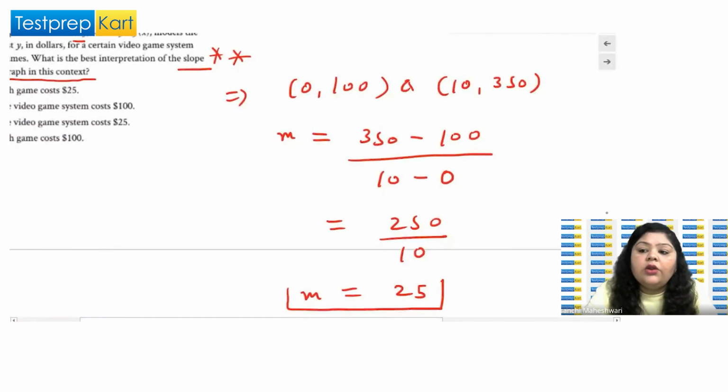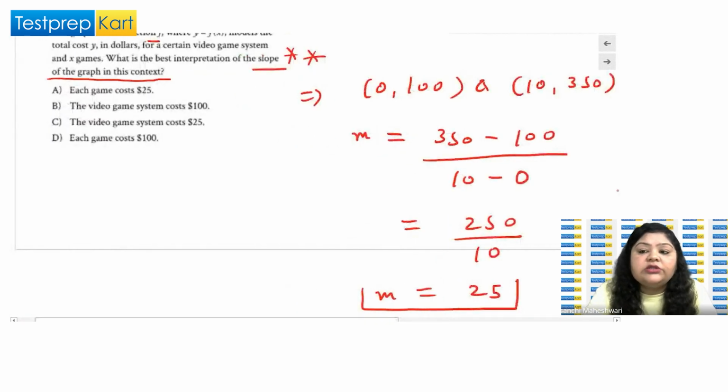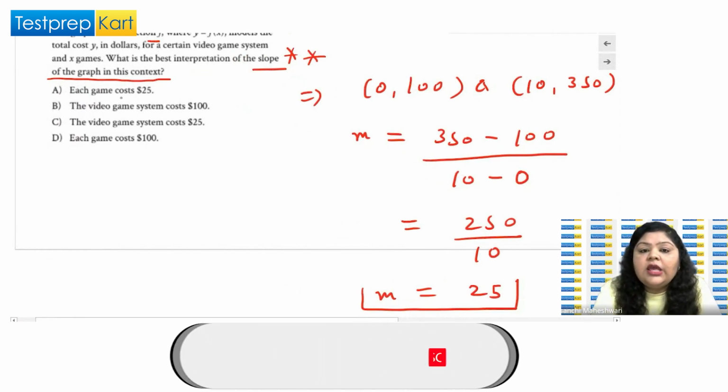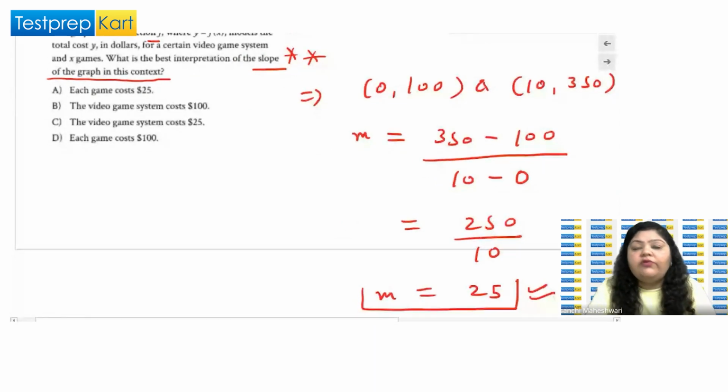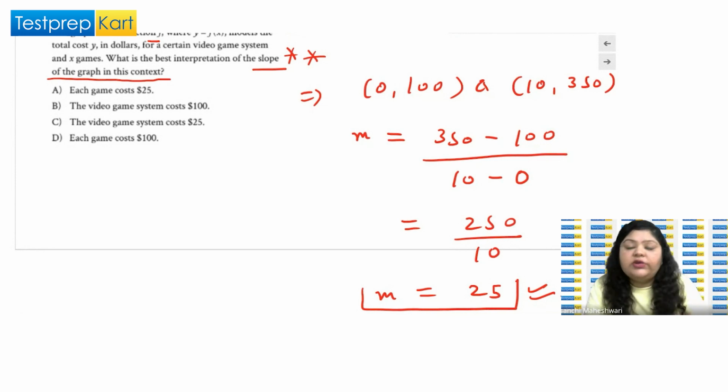Now have a look at the statements, what the options are saying about the slope. The very first option is saying each game costs $25. Just now we got to know the slope value is 25, but we have not discussed the actual logical meaning of slope. Because it has the value 25, we can keep this option in the choice. We cannot select it as the correct one yet. So let's keep this one in the choice.